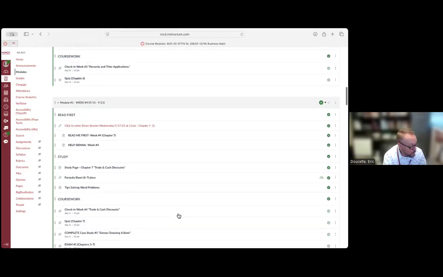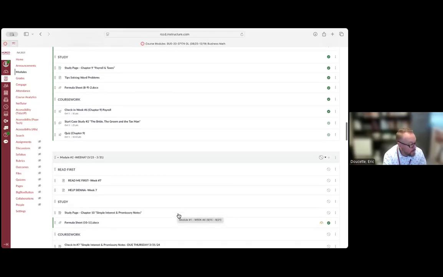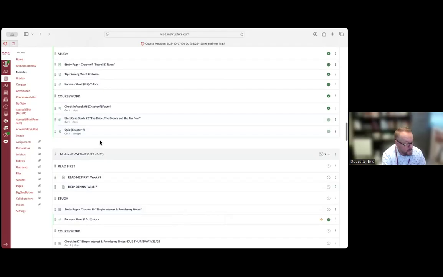And then you have a quiz on chapter 9 as well. Once again, that quiz is going to have questions on this percentage method of payroll, and you're going to want to use the table that I provided in the formula sheet. So, all right, that's pretty much it for week number 6.